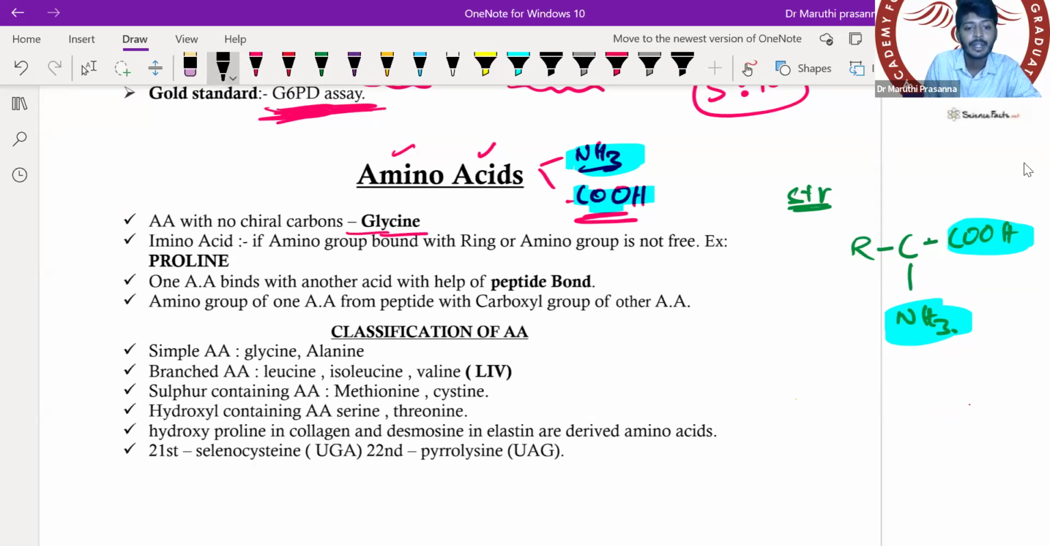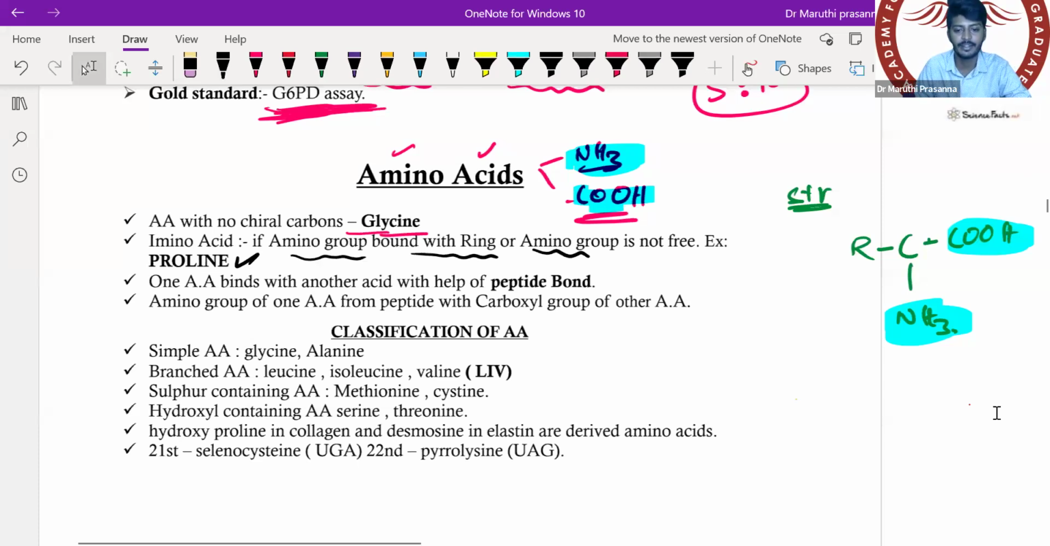If an amino group is bound to a ring, or an amino group is not free, we will call it an imino acid. The classic example we have is proline. That is the story of your proline. Okay, now let's continue to the next one.